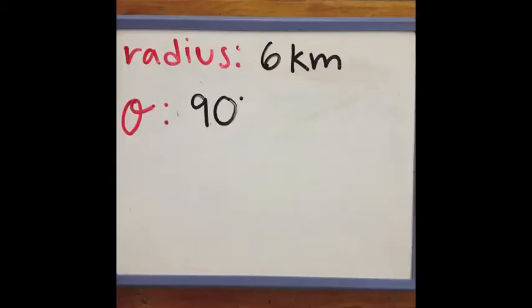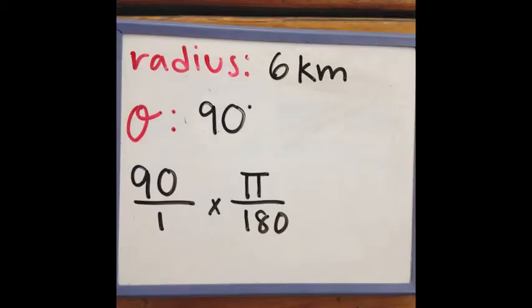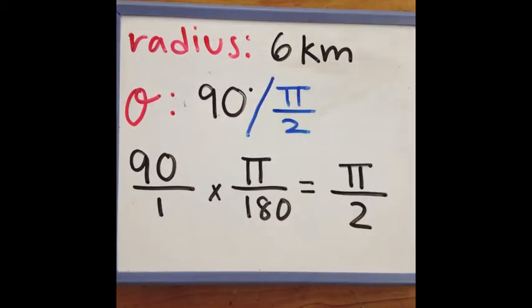The radius of your grid is 6 kilometers and the theta is 90 degrees. And remember, we have to change it to radians. To change it to radians, it's pi over 180, and to change it back to degrees, it's 180 over pi, which gives you pi over 2.